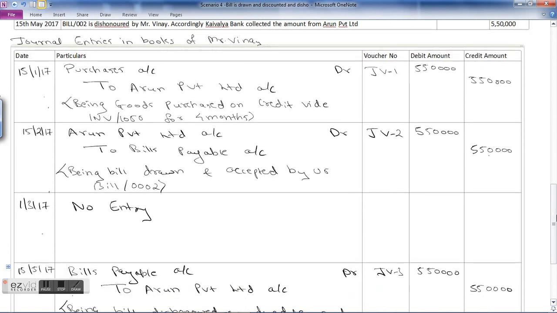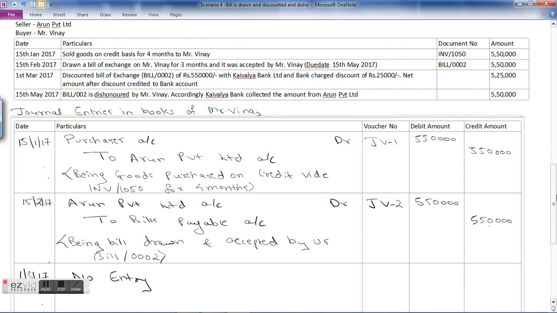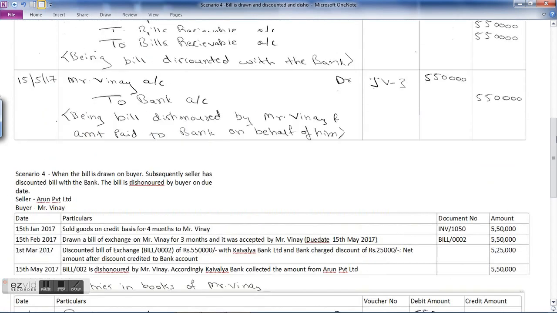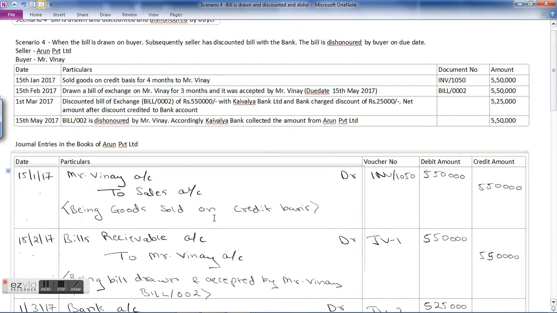Okay, so these are the journal entries in the books of Mr. Vinay. So what is the sequence of events in this scenario is bill is drawn by Arun Private Limited, that is seller, then it is subsequently accepted by Mr. Vinay, that is buyer. Then after 15 days Arun Private Limited discounts the bill with the bank. Okay, that is seller discounts the bill with the bank, and on the due date buyer, that is Mr. Vinay, has dishonored the bill, and so Arun Private Limited had to pay the amount to the bank on behalf of Mr. Vinay. These are the sequence of events in this scenario. Okay, thank you.